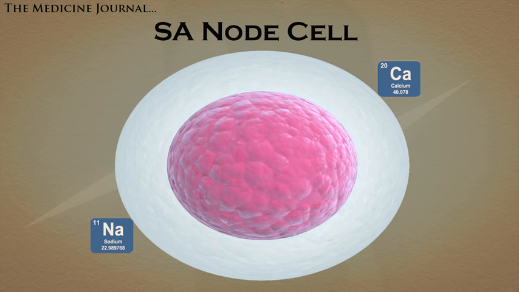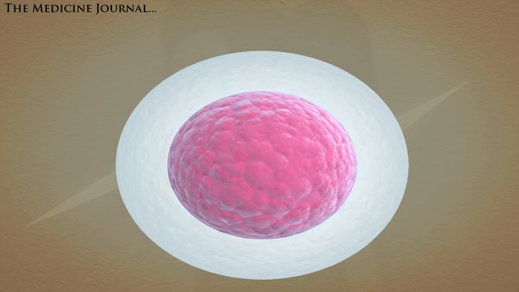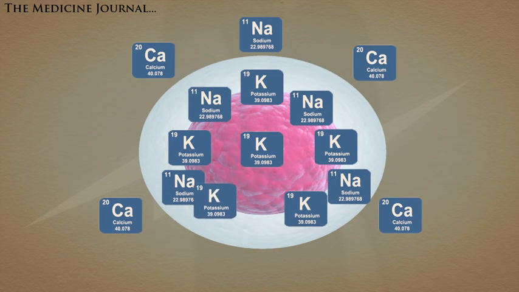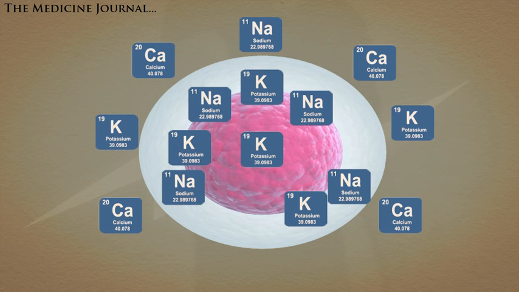Sodium and calcium generally reside outside of the SA node cells. Potassium generally lies within them. The cell membrane acts as a barrier between these electrolytes. Pressure within the bloodstream allows sodium to enter the cell, causing potassium to leave it. Less potassium leaves the cell than sodium entering it. The result is a continually growing positive charge.